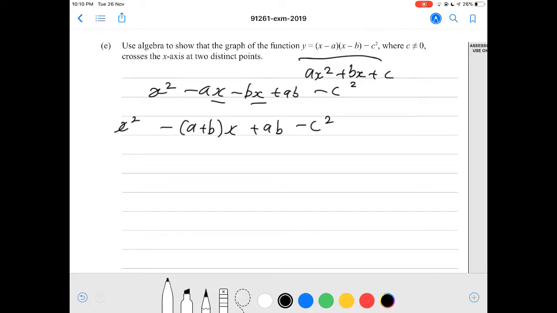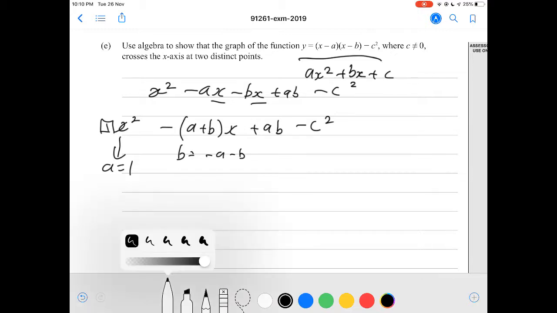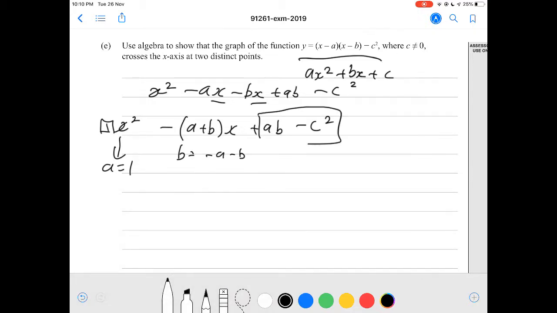So right now this becomes really clear. There's no value behind the x squared, so that means that your a value is 1. So this here is just 1x squared, so a equals 1. b equals negative a minus b, so negative a, negative b. Sorry, and your c value would be this entire thing, which is ab minus c squared.